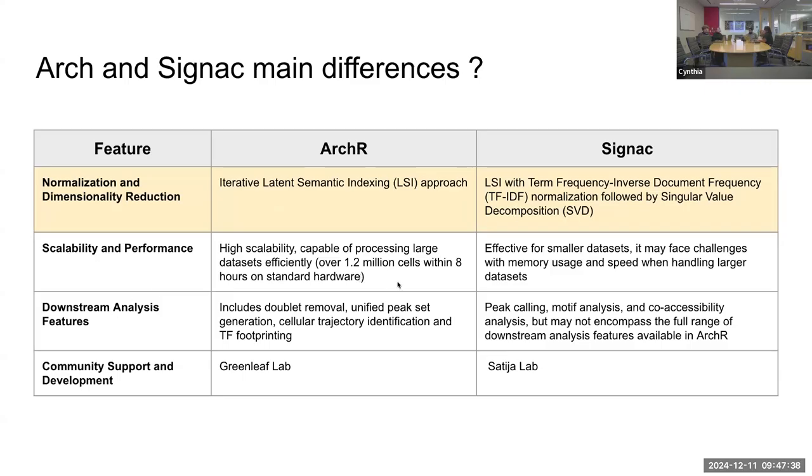Also, if we have millions of cells, there is probably no question that we should use software like ArchR. But if our dataset is conservative in size, Signac probably works well. Also, if you suspect that you have a lot of doublets in your data, ArchR could work well with that. Or if you want to perform cell trajectory analysis, you should probably use ArchR. But if this is not part of your analysis, it's probably not necessary. And also, it matters whether they are supported by different communities supporting development. And that's it.